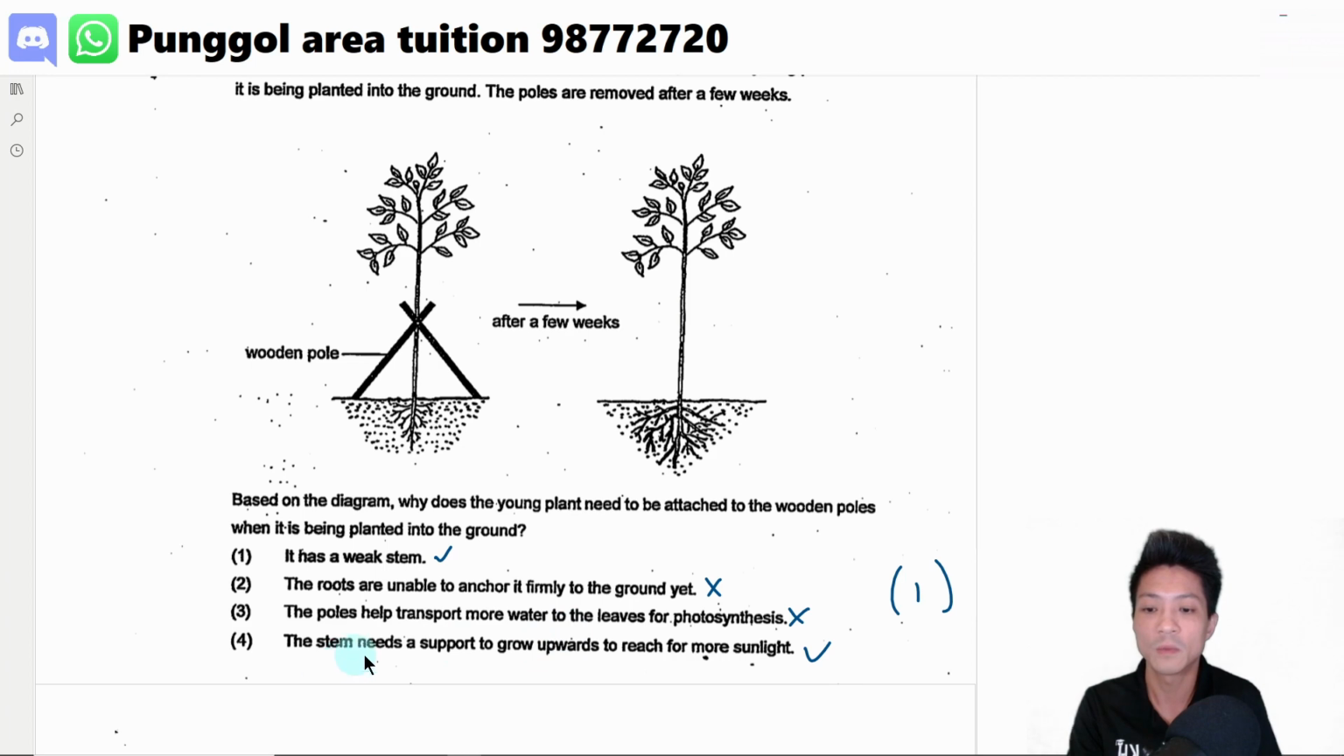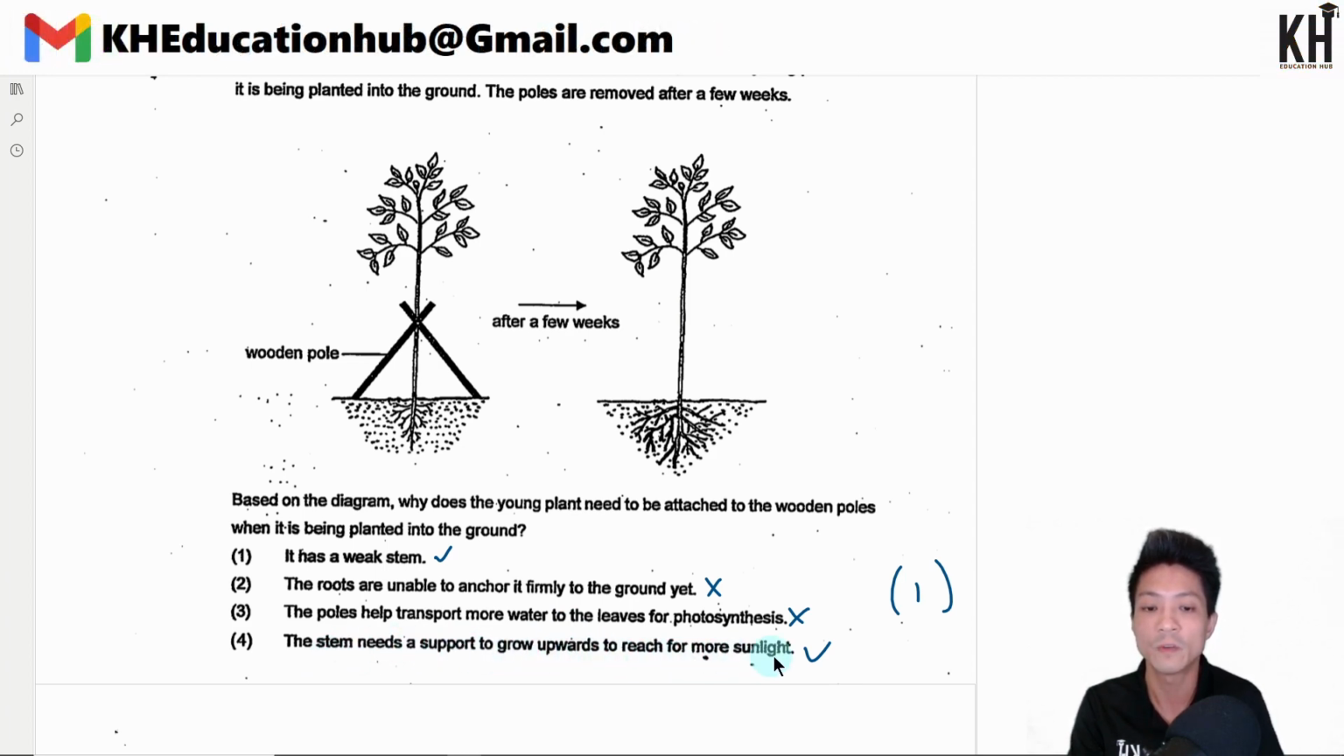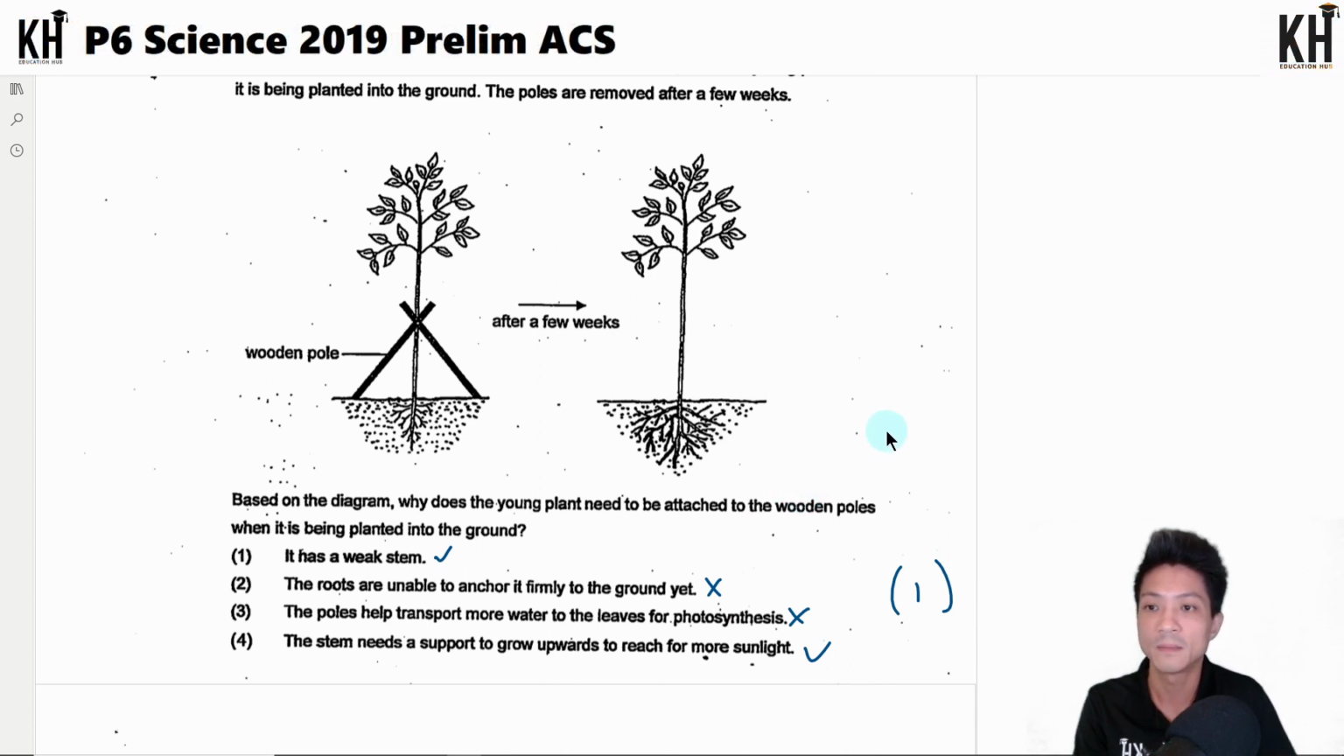Okay, it is not number 4 because if the stem needs support to grow upwards to reach for more sunlight, right? That means the wooden pole support cannot be removed. Okay, they need to be there forever.